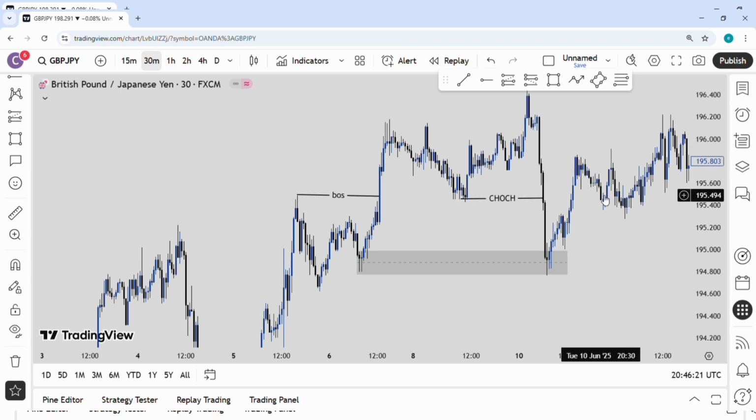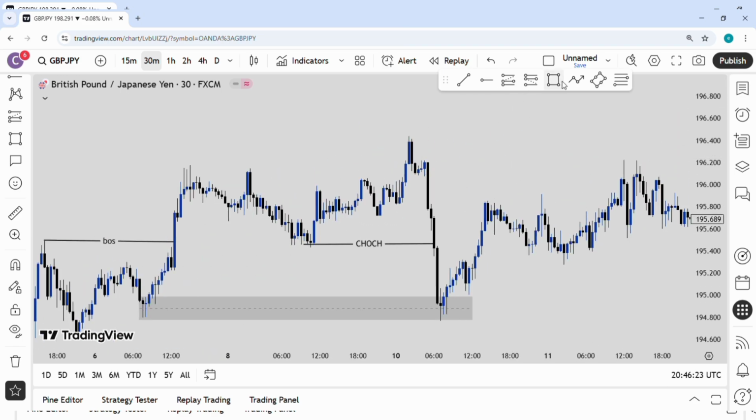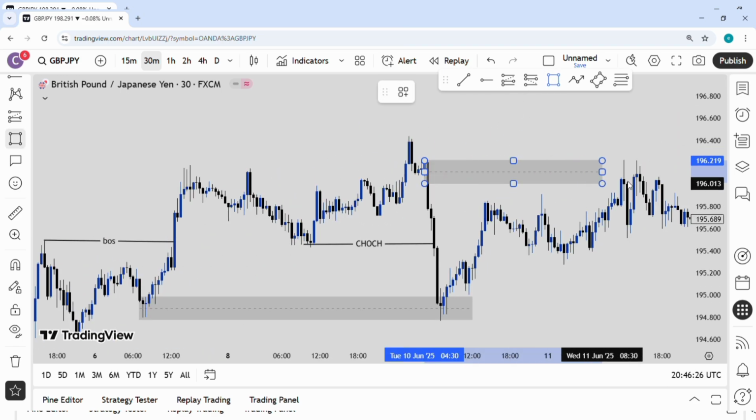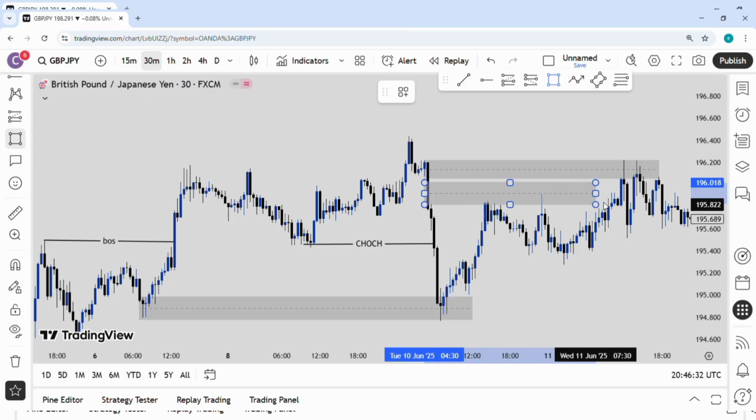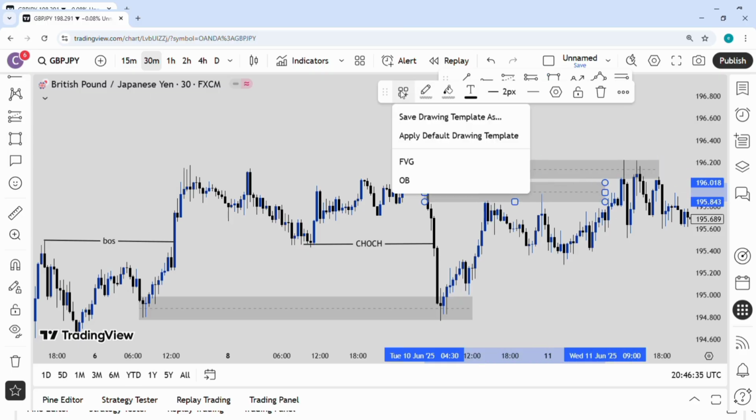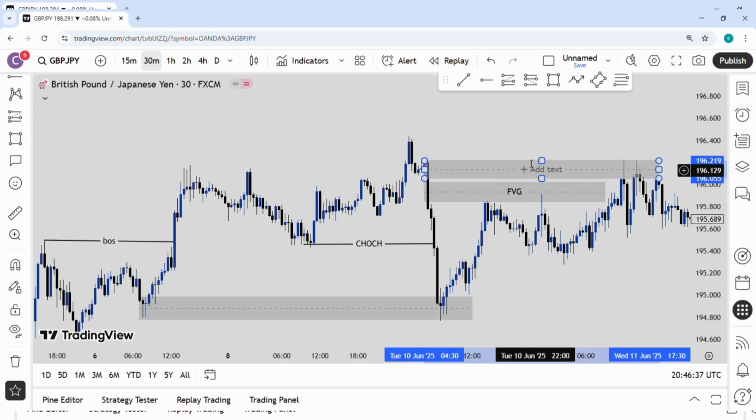And after seeing this change of character, what else? You can see our order block here, because this is the last consolidation candlestick. This is our order block over here. And after seeing that order block, you can also see our fair value gap inside here. You can see that, guys. This is our fair value gap, and this is our order block.